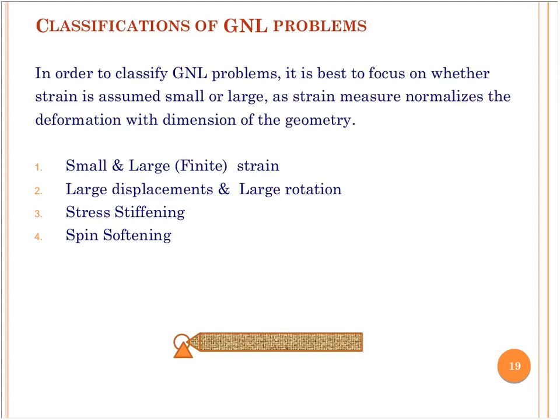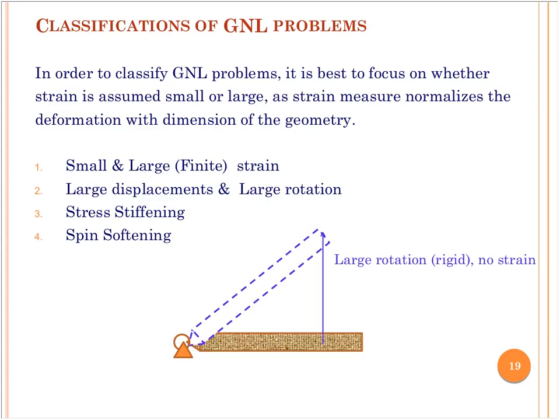Large displacement does not necessarily lead to a large strain. For example, here is a rod which is just rigidly rotated. Here a large rotation is happening, but there is no strain in the structure at all. It is rigidly rotated. But in another case, the deformation is small compared to a rigid rotation, but still the amount of strain is large. So it becomes important to understand whether the problem that we have in hand is a large strain problem, or a large displacement or rotation but still a small strain problem.